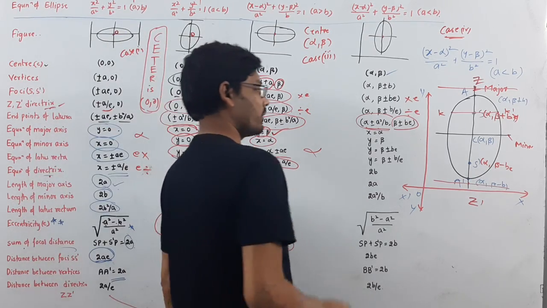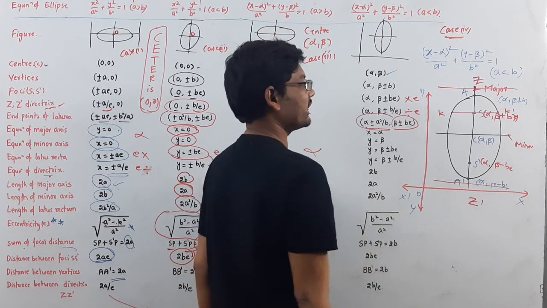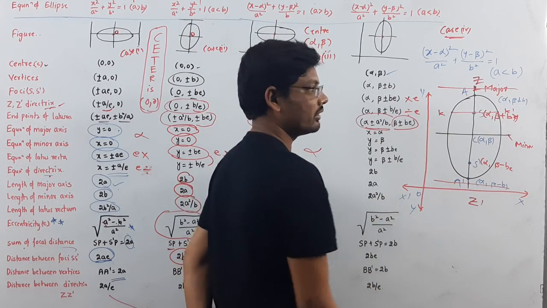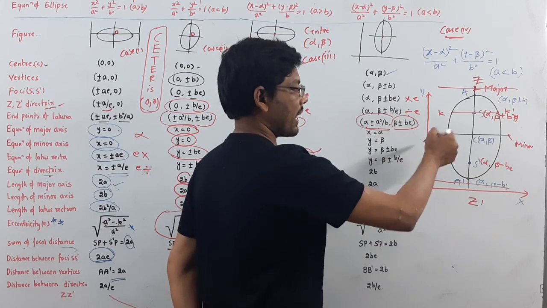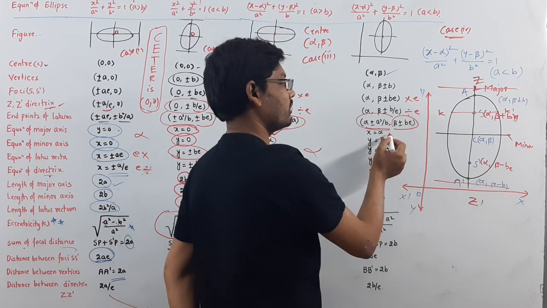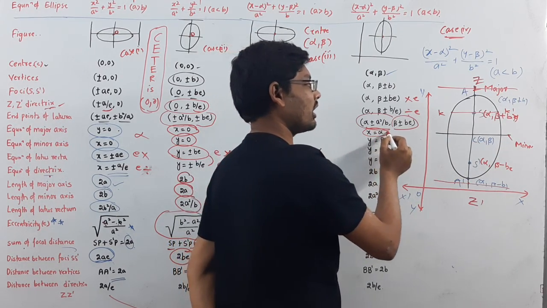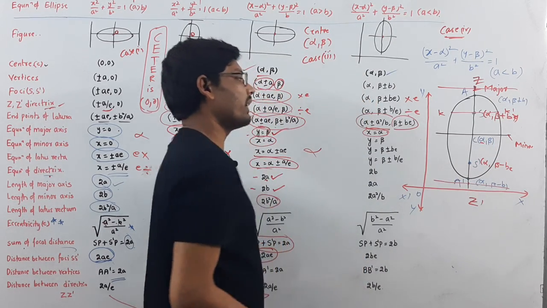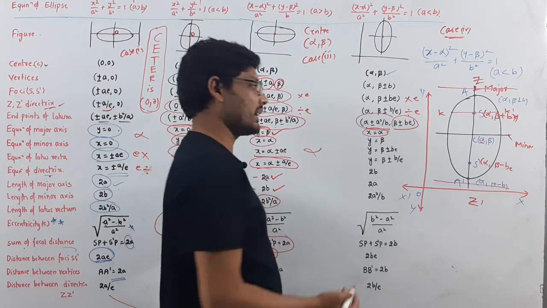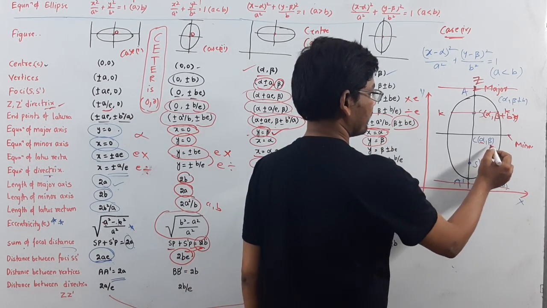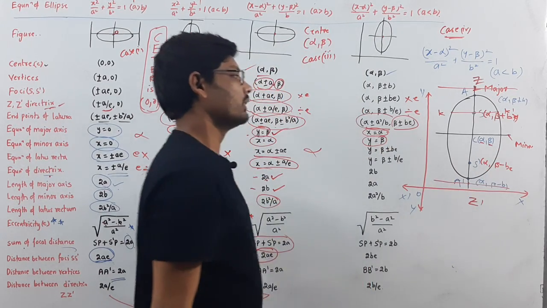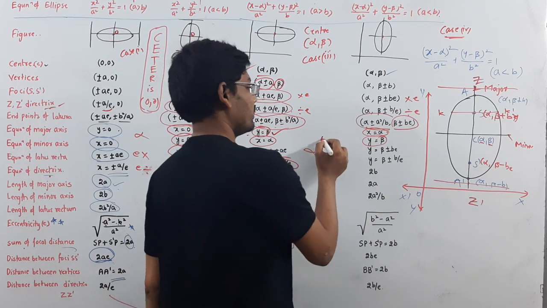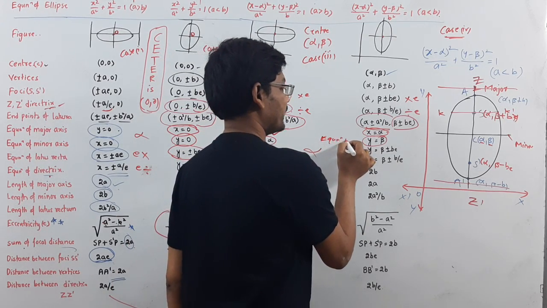And equation of major axis. This is major axis. This is parallel to y axis. Then equation of major axis will become x is equal to alpha, having x coordinate alpha, and y is equal to beta which is the minor axis. Y is equal to beta, that is the minor axis. Equation of minor axis.